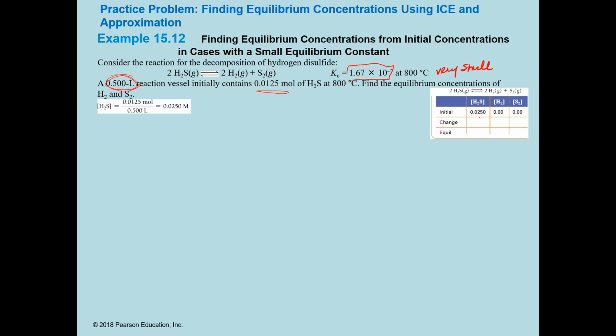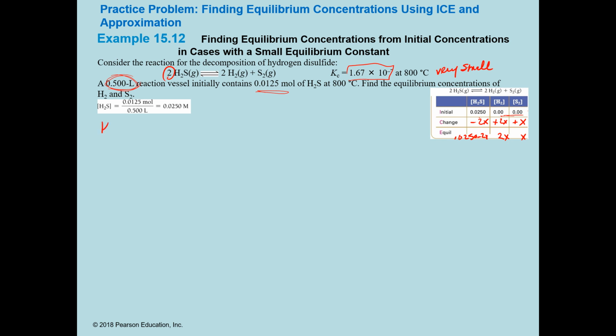we have 0 for these, so they are the product. So that means that I'm going to go down with my H2S, and it's got 2 moles, so it's minus 2x, and my H2 is plus 2x, and my S2 is plus x. So my equilibrium concentration for this one is going to be 0.0250 minus 2x, 2x, and x. All right, and that don't look like a square, so oh no.